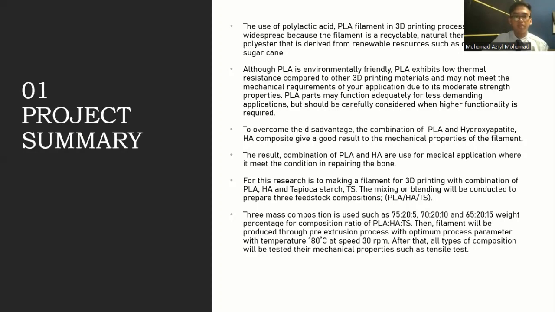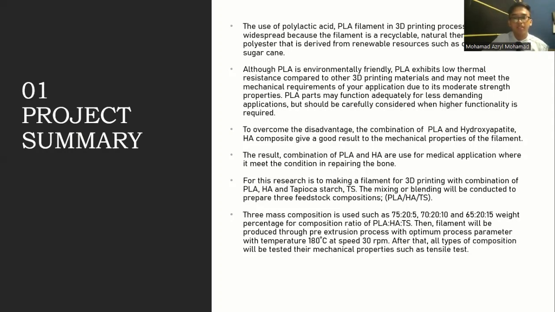This is my project summary detail. The use of polylactic acid PLA filament in 3D printing process is becoming widespread because the filament is a recyclable natural thermoplastic polyester that is derived from renewable resources such as cornstarch or sugarcane. Although PLA is environmentally friendly, PLA exhibits low thermal resistance compared to other printing materials and may not meet the mechanical requirement of our application due to its moderate strength property.